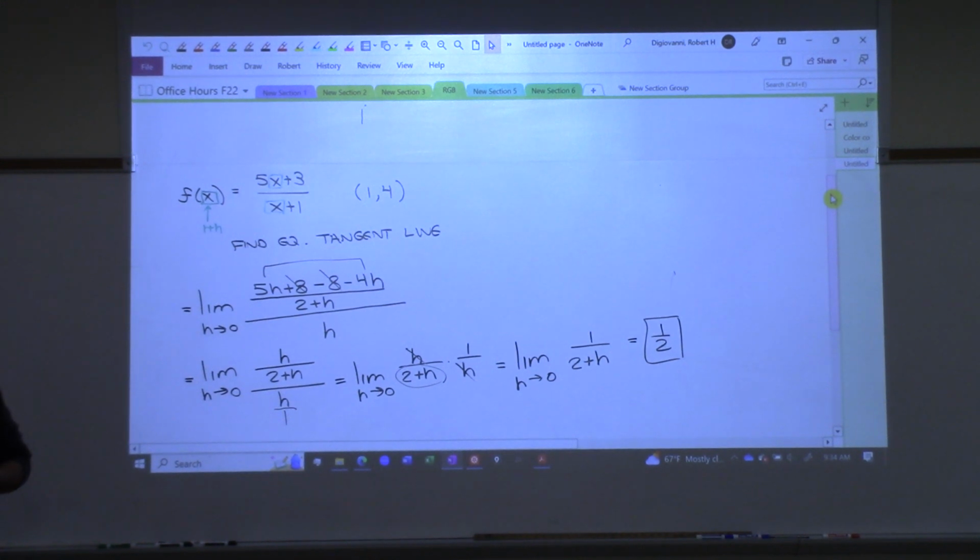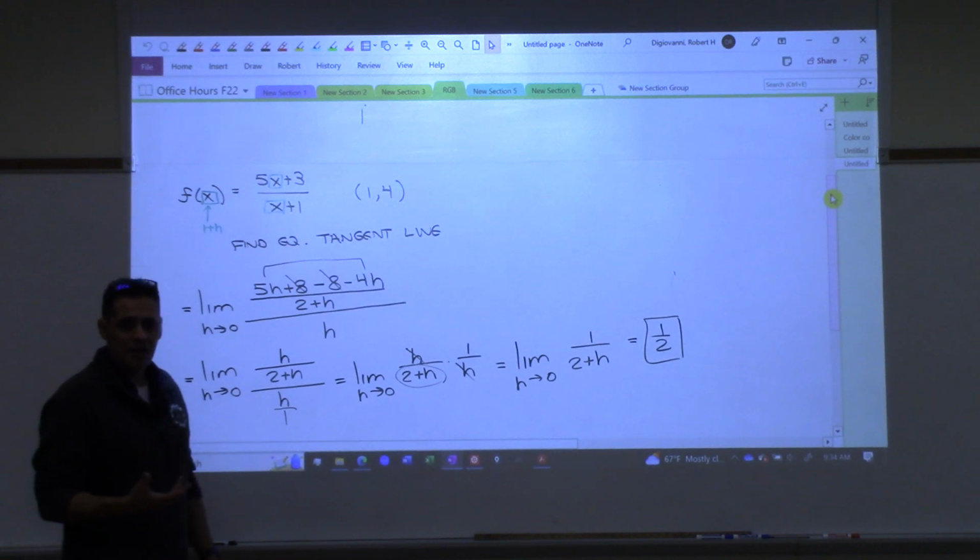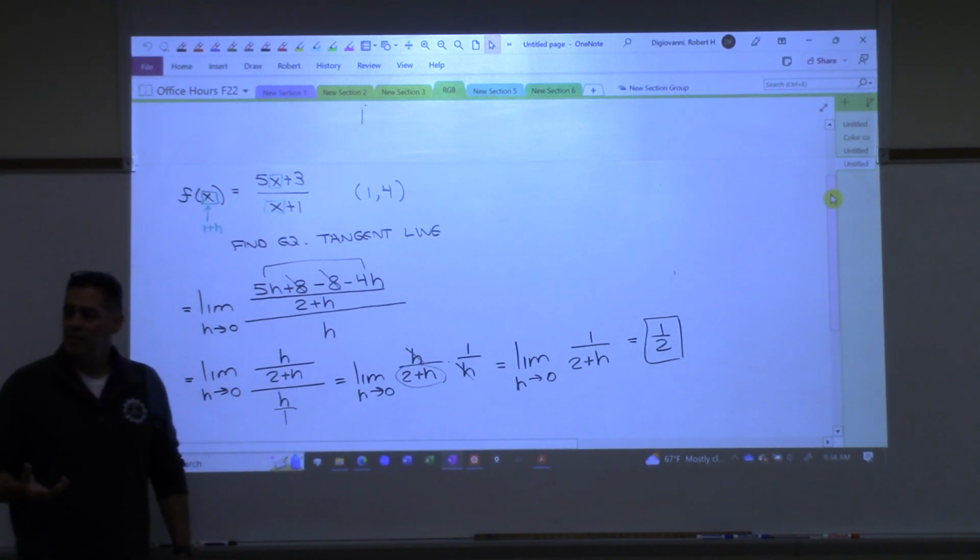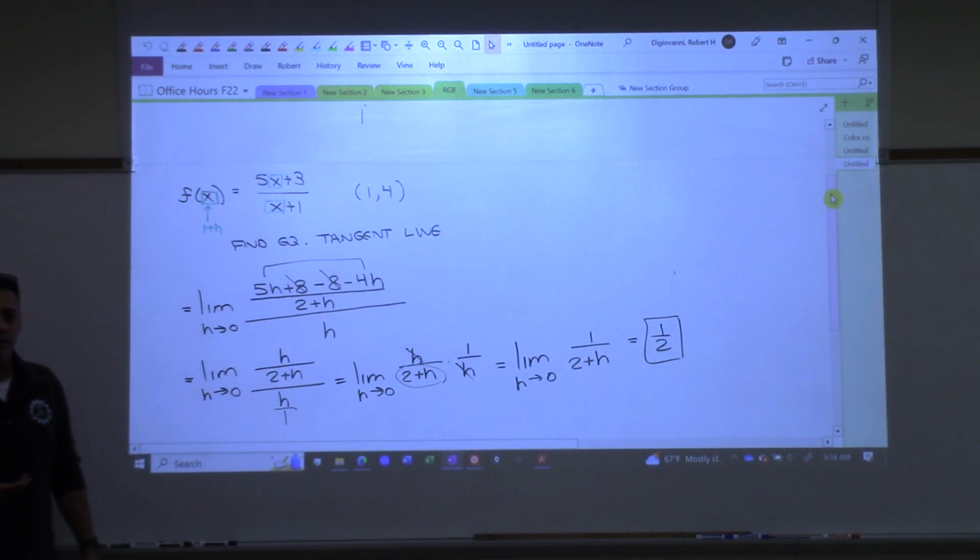So what do you think? Did you all like the first definition or the second, or did it seem about the same? You like the second one, about the same? Some problems, the first definition is better because the algebra is easier. Sometimes the second definition is better because the algebra is easier. You really wouldn't know unless you tried doing both methods. Then you could compare the two.